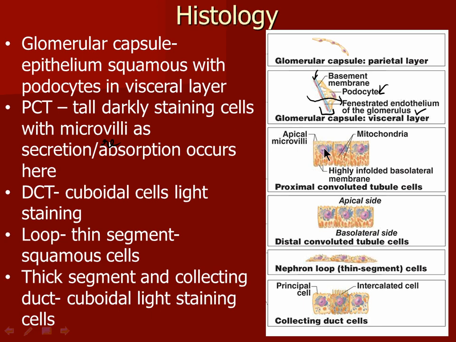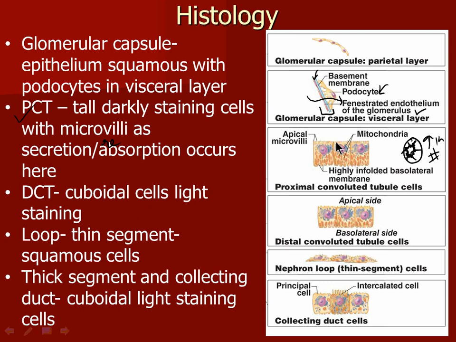So the cells are very, very tall. Usually you cannot see the lumen quite well. And you remember microvilli give a brush border appearance, as we saw in the small intestine. So here also you'll have that little fuzzy brush border appearance. The lumen is extremely small. And there are more proximal convoluted tubules than there are distal convoluted tubules. And because the cells are so tall, the lumen is much smaller.